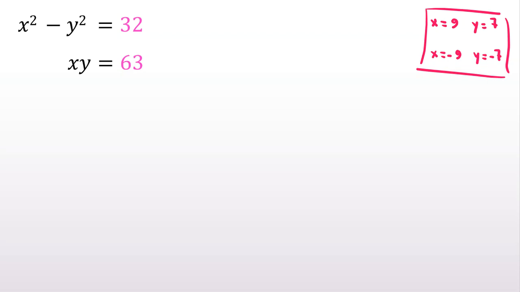So let's check. Here, we know x and y are not 0, so you can divide both sides by x. Find y in terms of x and substitute in the first equation. So here x is not 0 because xy is not 0. If x is 0, then xy should be 0. So y equal to 63 over x. Now, to replace in the first equation, x squared minus (63 over x) squared equal to 32.